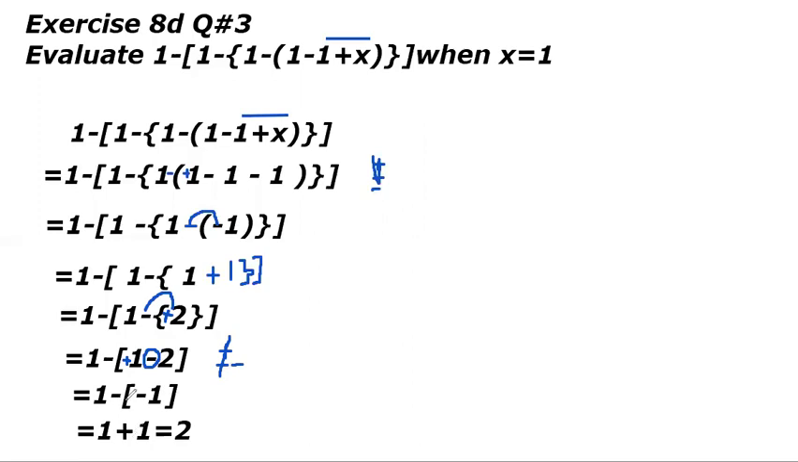In the next step, you can see that this negative 1 is changed into positive 1. Why? Because when we remove the braces in this last step, we have to multiply this negative sign with the negative sign. It becomes a positive 1. Now this one is positive. Positive 1 gives us positive 2.